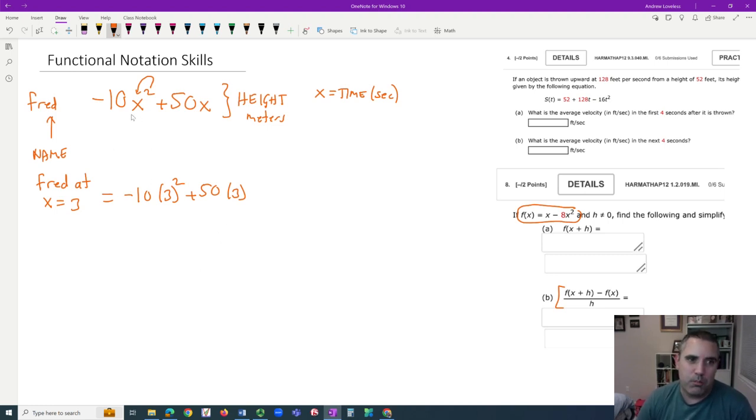And so it's a good policy, if you're not good with your order of operations, to put parentheses every time you plug something in. If you know your order of operations, it's not a big deal, but I do see mistakes on that. So this would be negative 10 times 9 plus 150, so this is 60 meters. So Fred at 3 is 60. And we do that a lot where we're plugging things in.